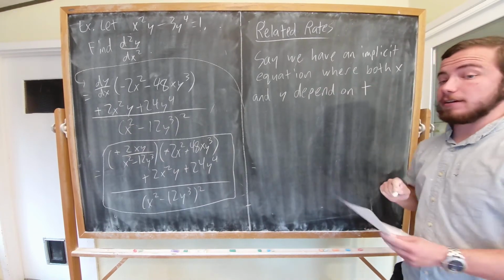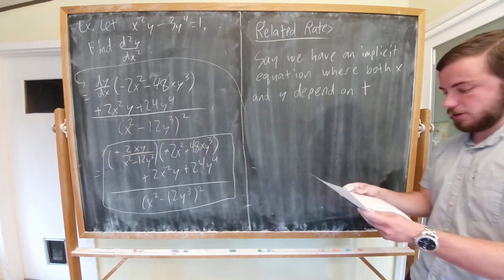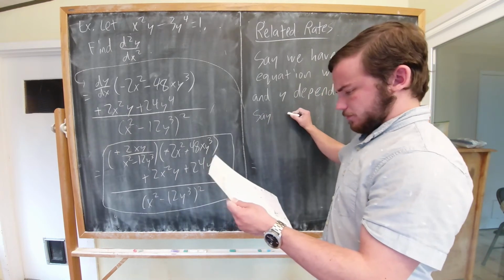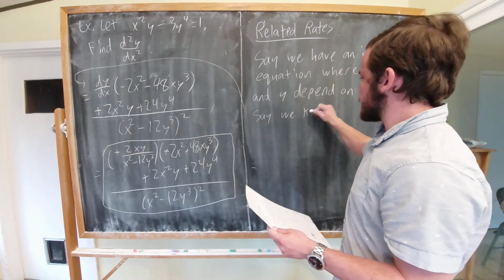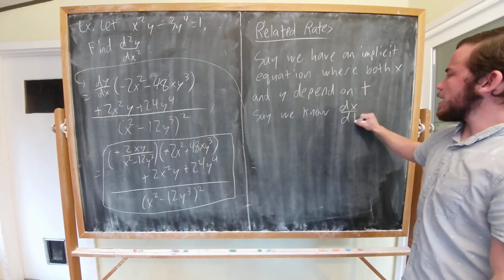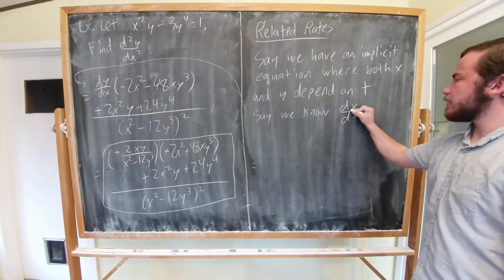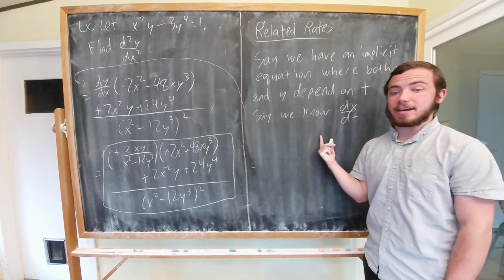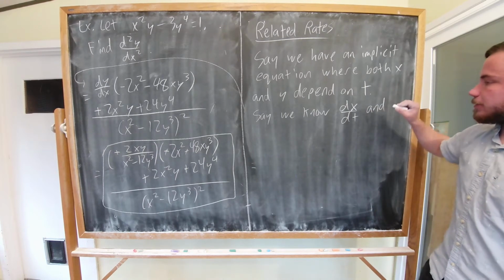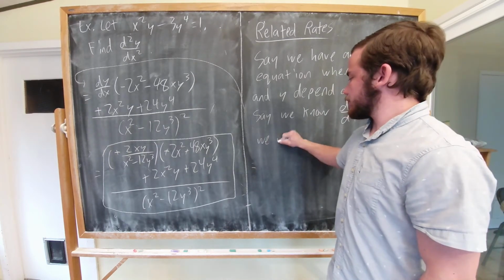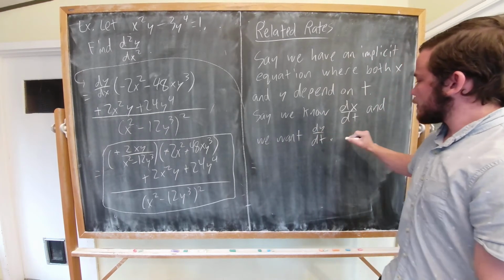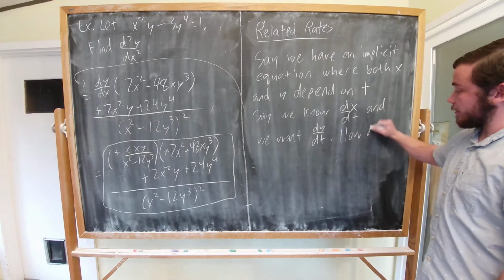Maybe call it t for time. That's the most classic thing to do. Say we know dx/dt. Maybe I know what one of my variables is doing with respect to time. But what if I want the other? How do we get it?